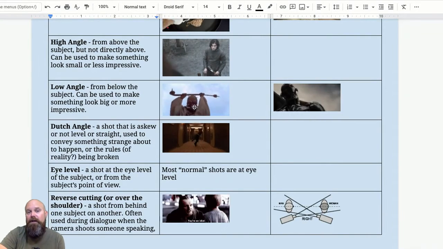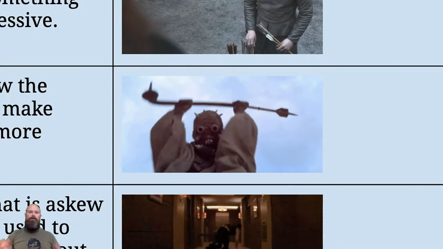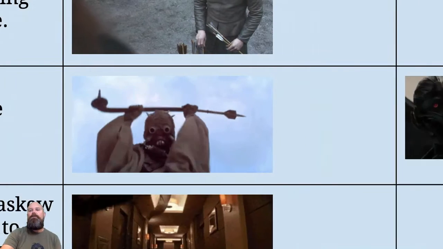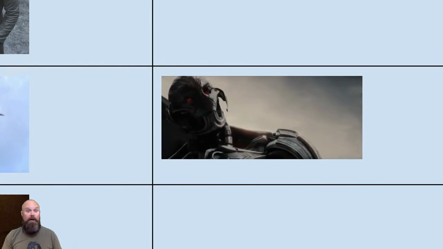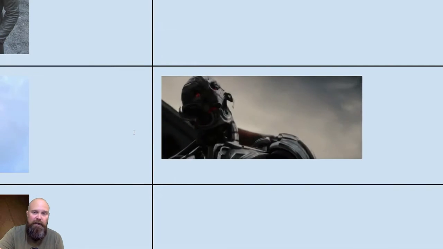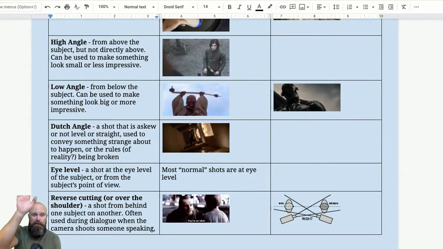So with these two that I took, we've got Luke Skywalker on the ground looking up at this Tusken Raider who's about to hit him with a stick. We've also got, I don't remember who it is, looking up at Ultron. I think he's just having a soliloquy where he's talking about his big plan or something. We're looking up at him to show how big this dude is and how powerful and impressive he is. So a low angle would show how tall and impressive and big something is.